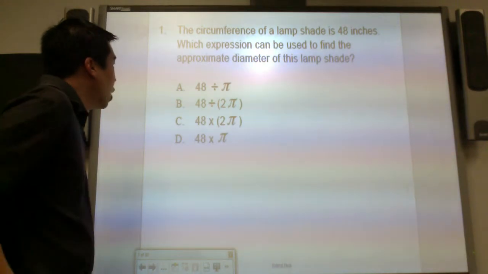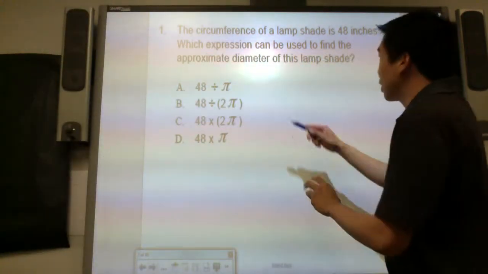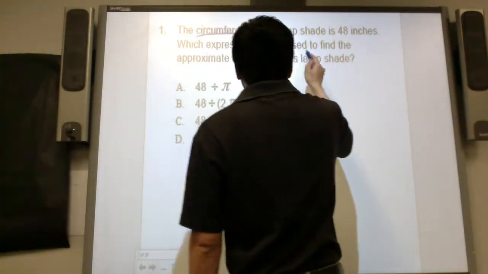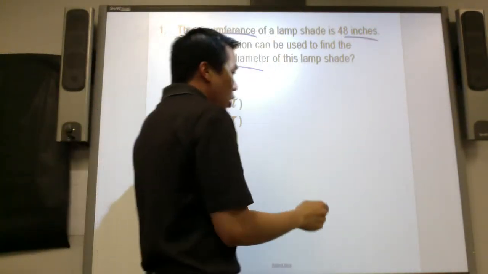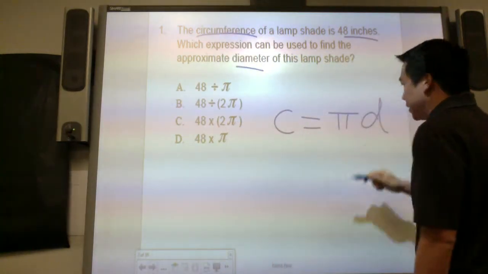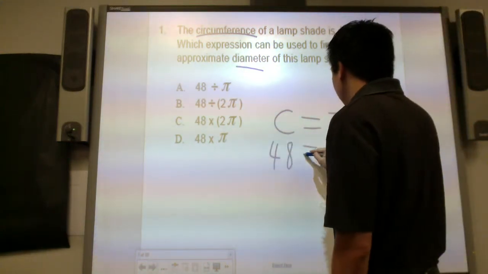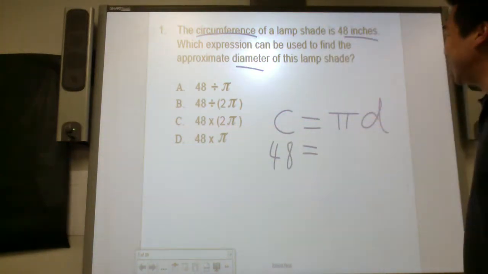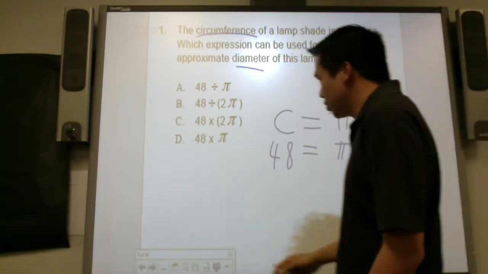So let's take what we know. The circumference of a lampshade is 48 inches. Which expression can be used to find the diameter? So what formula has diameter? C equals pi d. So the circumference is 48 inches. I would like to find the diameter, d.